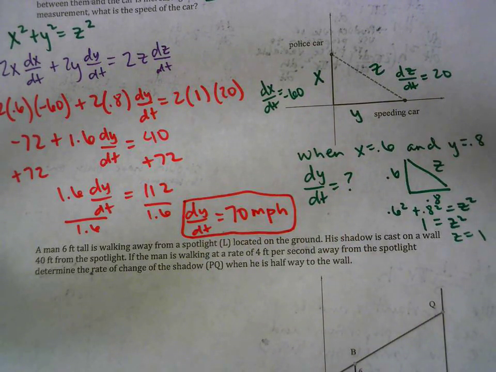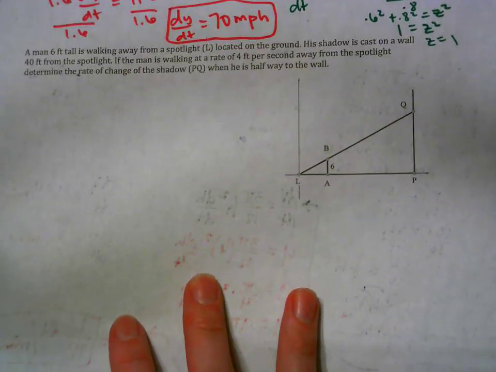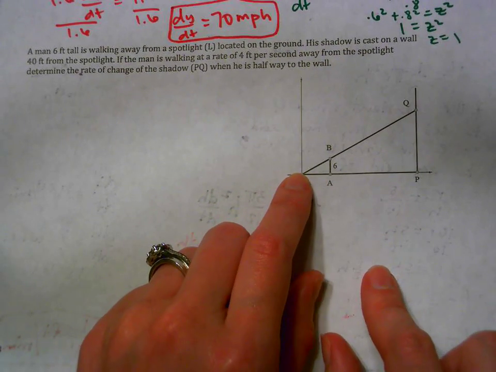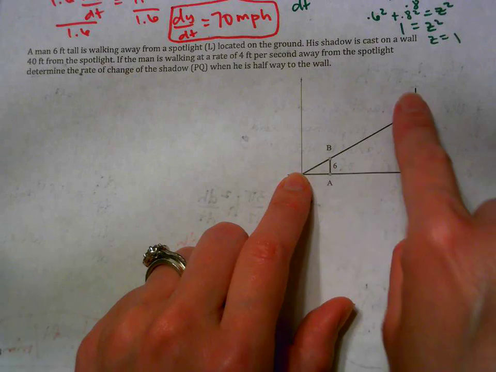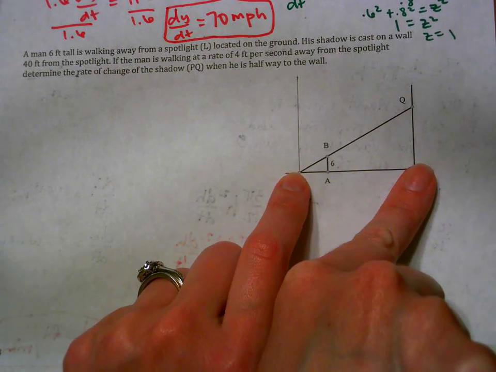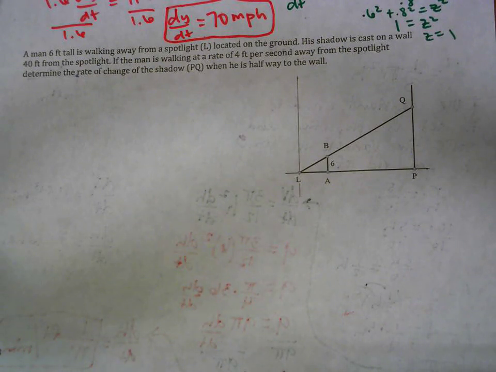Okay, this last one, I don't know why, but these are my least favorite. I feel like I get the most jumbles on them. But that's why we got to do them. So this one says, a man is 6 feet tall walking away from a spotlight at L, located on the ground. His shadow is cast on a wall 40 feet from the spotlight. If the man is walking at a rate of 4 feet per second away from the spotlight, determine the rate of change of the shadow when he is halfway to the wall.